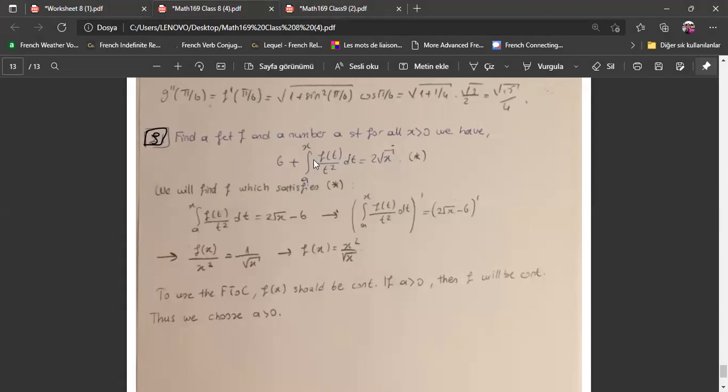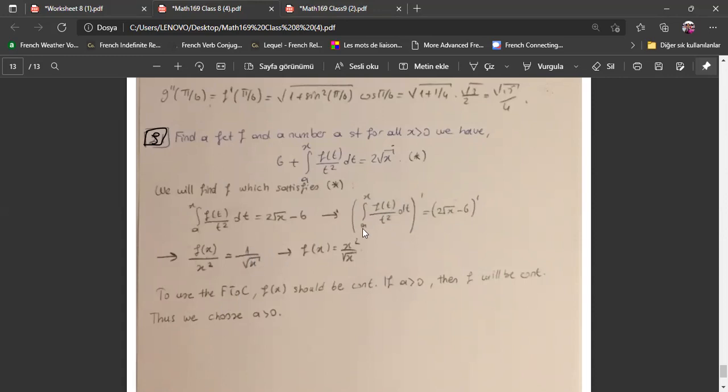Now what do we have here? We can rewrite this equality in this form, right? We just subtract 6 from both sides. We get this, okay? Now taking the derivative will give us this equality. So we can take this integral's derivative using the fundamental theorem if this function inside is continuous, right? So accept for a second that this function, f of t over t squared, is continuous. Then what do we get there? The derivative of this will give us this function.